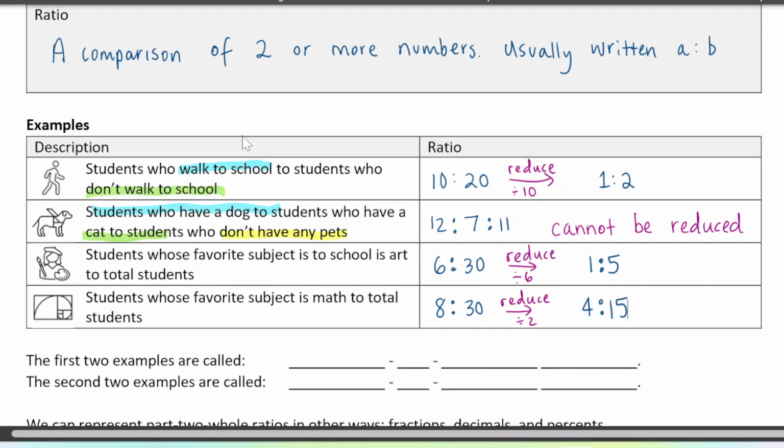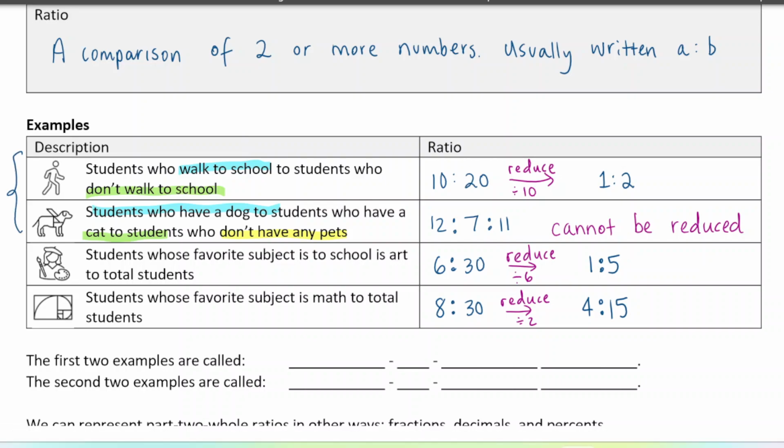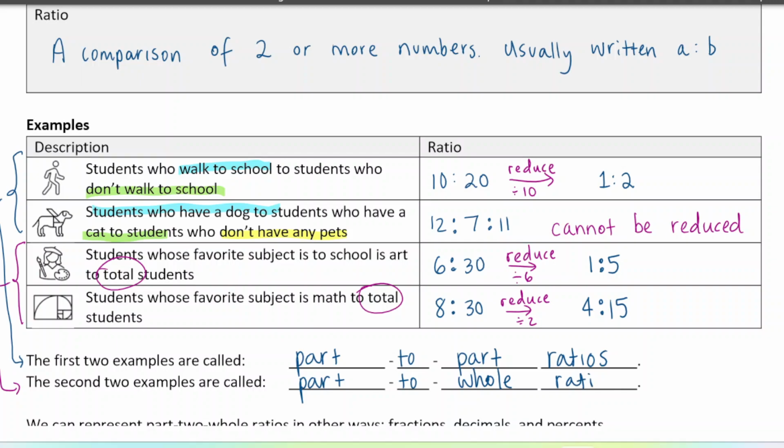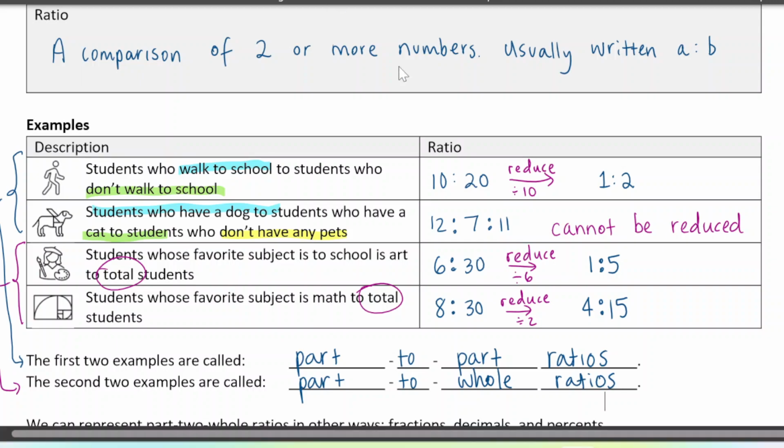Okay. The first 2 examples, these are called part-to-part ratios, because you're comparing only parts of the whole. You're not comparing to the total number of students. And the second 2 examples here, where we are comparing to the total number of students, these are called part-to-whole ratios, because you're comparing to the total. These ones can be written in different ways.